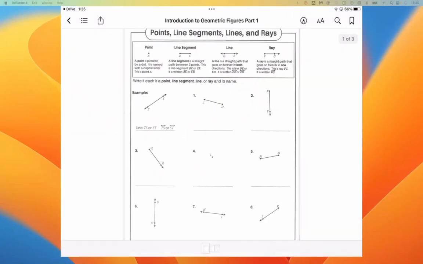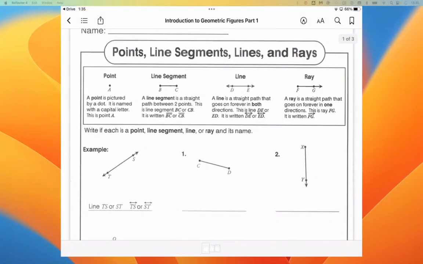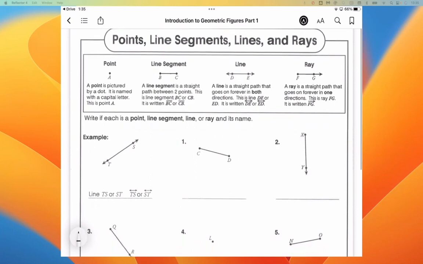Okay, so I'm going to save you from listening to me reading everything at the top there. I believe you can read that on your own. We're going to get right to this.